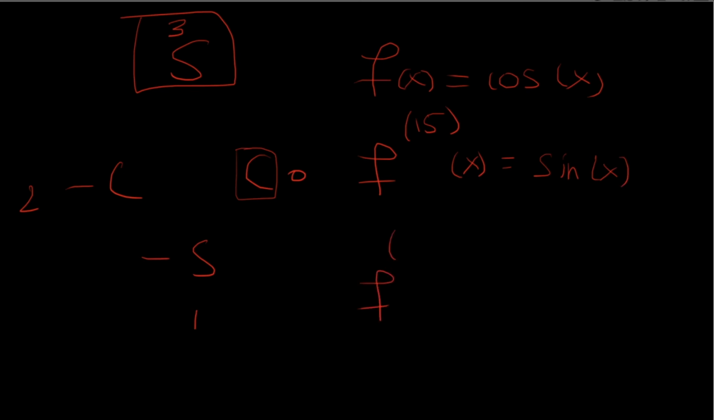Okay, let's do another example. Let's say we're looking at the 91st derivative. Actually, let's change that to 93rd. So if we're looking at the 93rd derivative, the remainder is 1. So we'll go where the 1 is, and that's at negative sine.